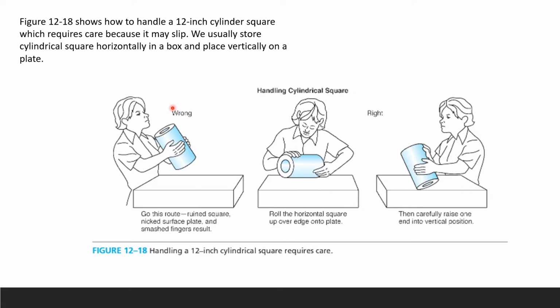Here in this picture, you can see how to handle a 12-inch cylinder square, which requires care because it may slip. You have to lift it very carefully, and this is very wrong. This is how you do it: roll, and then carefully raise one end into vertical position. We usually store a cylindrical square horizontally in a box, and then place it vertically on a plate. Don't go this way because it's going to ruin the square, nick the surface, and smash your fingers. Go this way, roll it on the horizontal square, up over the edge onto the plate, and then carefully raise one end into a vertical position.